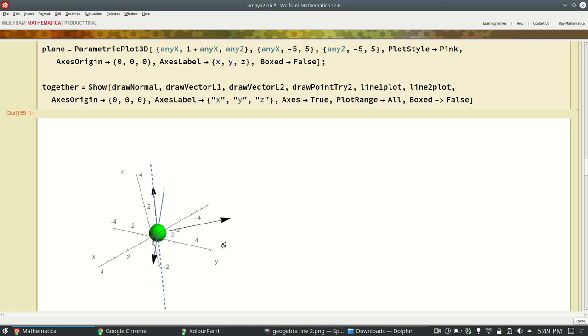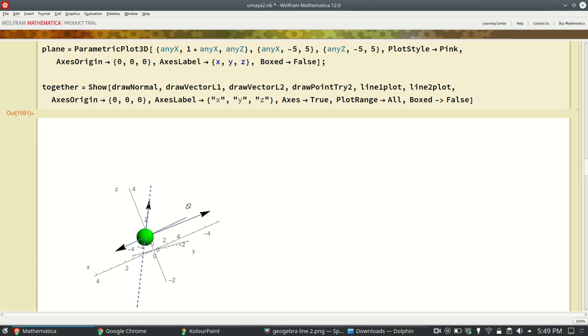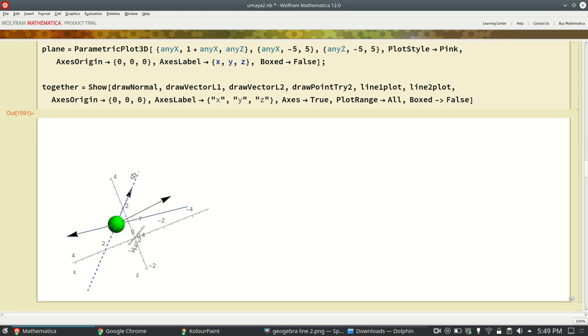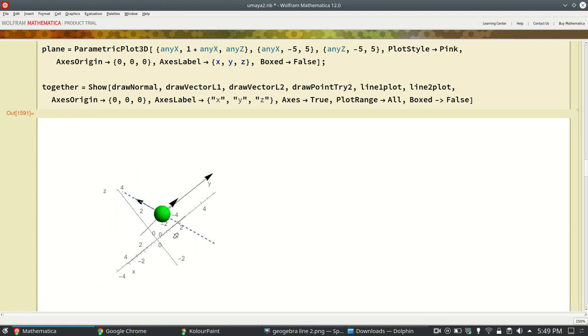Okay, so I have made the two lines. Line 1 is the dashed blue line, and line 2 is the solid blue line. All right, so I have made the two lines, and then I guessed where they intersect. I guessed with this point.